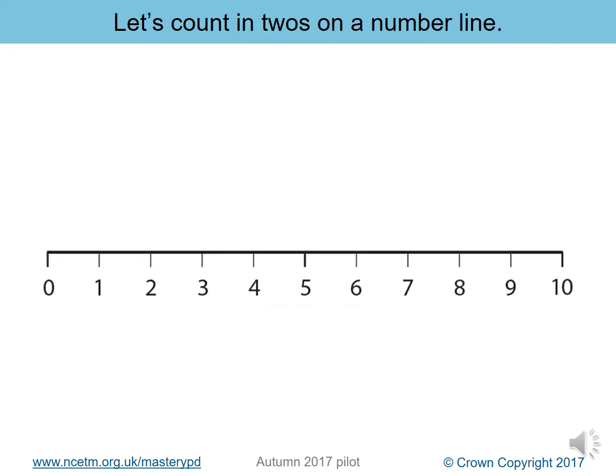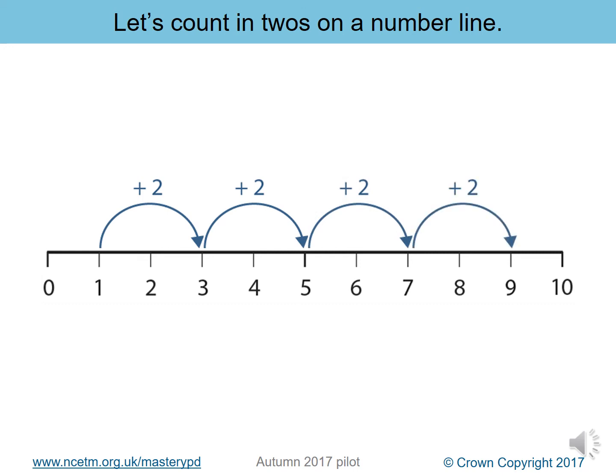Now let's do some more counting in twos on a number line, but we're going to start with odd numbers. So if we start at 1 and we add 2, that takes us to 3. We add another 2, it takes us to 5. Add another 2 takes us to 7, and add another 2 takes us to 9. So we can still count in twos from odd numbers, but actually when we do a lot of counting in twos, we usually do even numbers, don't we?